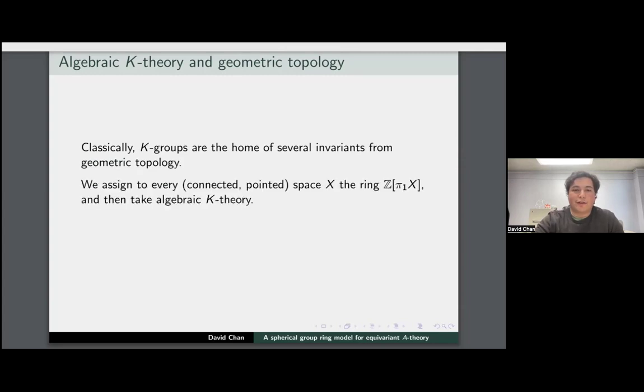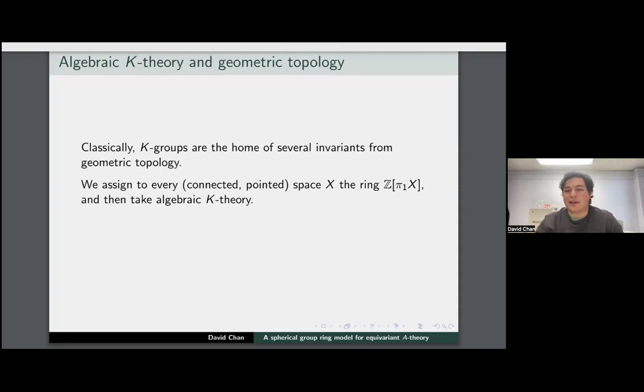And the way that we go about doing this is you start with a space, you take pi1 of the space, you take the fundamental group, and then you can take the group ring on that. So to every space, I've assigned a ring, and then I take the algebraic K theory of the ring, and the invariants live in the K groups of this ring.